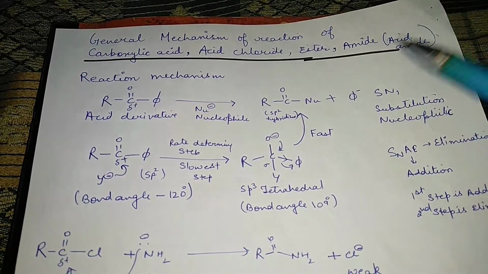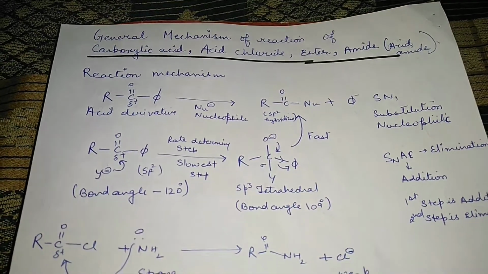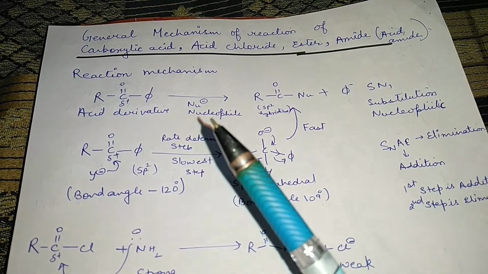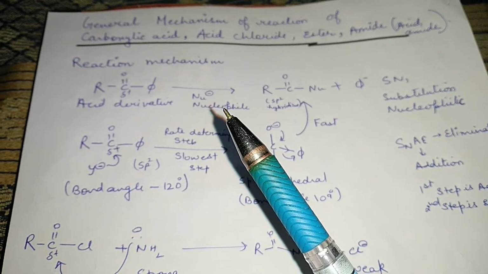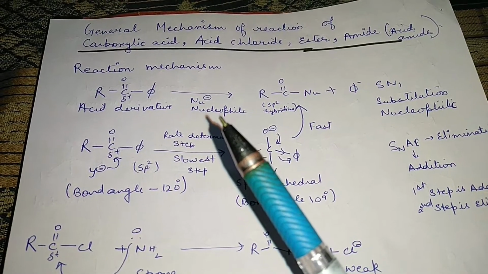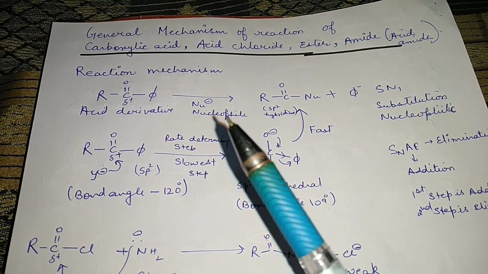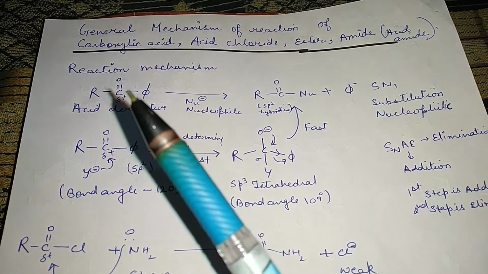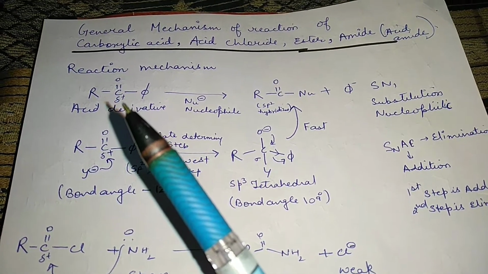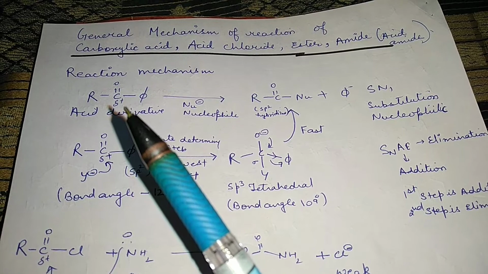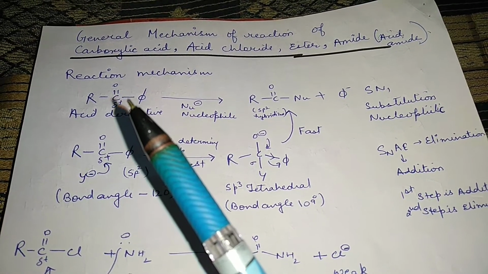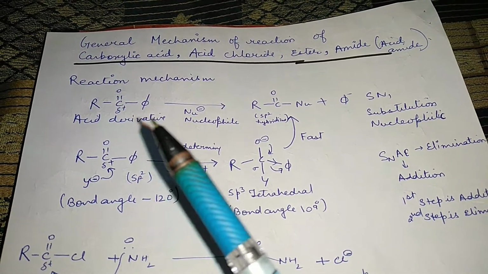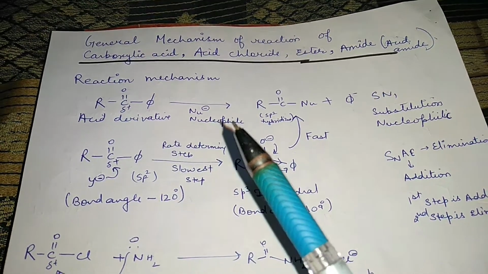So what happens when we take an acid derivative and there is an attack? There will be an attack of a nucleophile. So what are nucleophiles? Nucleophiles are electron rich species. What happens when this nucleophile attacks this carbonyl carbon? There is a partial positive charge on this carbonyl carbon. So there will be a substitution. This phi group gets replaced by this nucleophile.